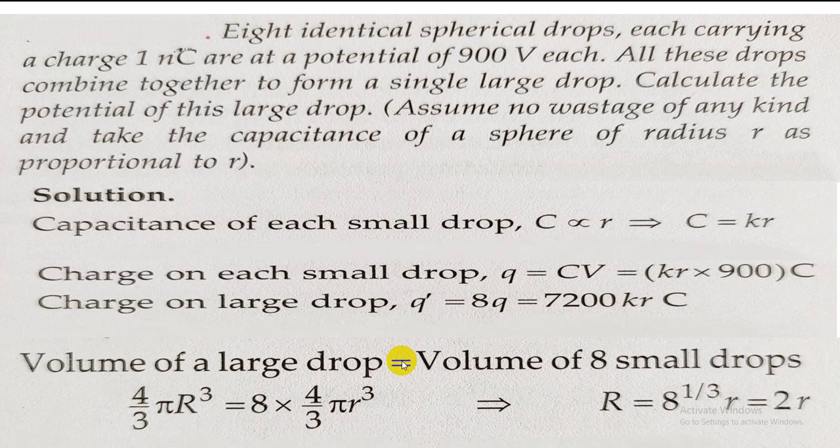Now we know that the volume of the large drop will be 8 times the volume of the smaller drops, because they combine to form the larger drop. So we write it in this form, where capital R is the radius of the larger drop and small r, as we have already considered, is the radius of the smaller drops. If you solve them, the value of R comes out to be 2 into small r. You do it yourself, you will get this value.